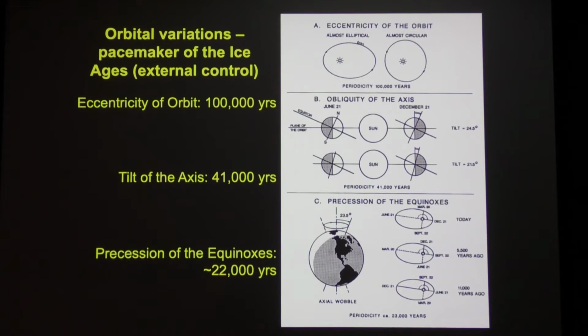Right? That tilt changes over a periodicity of about 41,000 years. And then there's a third component, which we refer to as the precession of the equinoxes. Think of this as axial wobble, right?